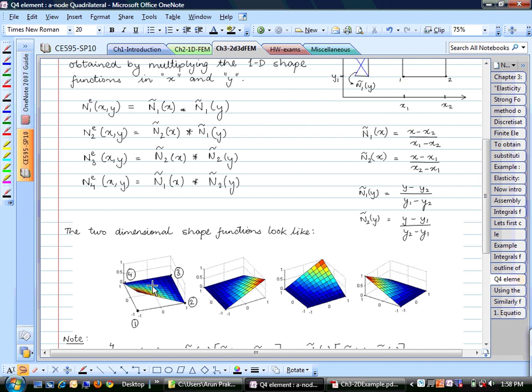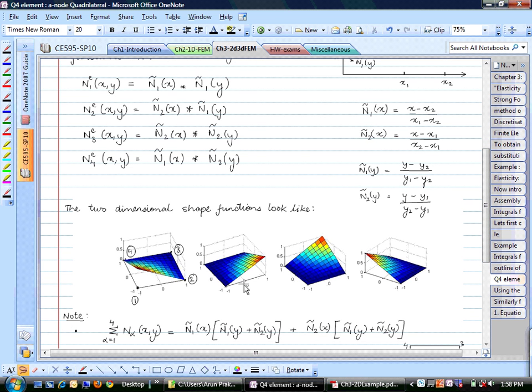The idea is that all these 4 points obviously do not belong to the same plane. So you cannot pass a plane through all these 4 points. So there is a little bit of a curve to each of these shape functions. This is n1, n2, n3, and n4.